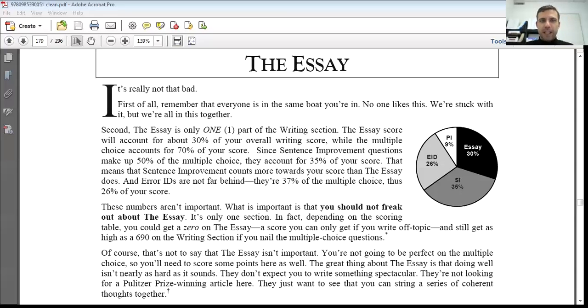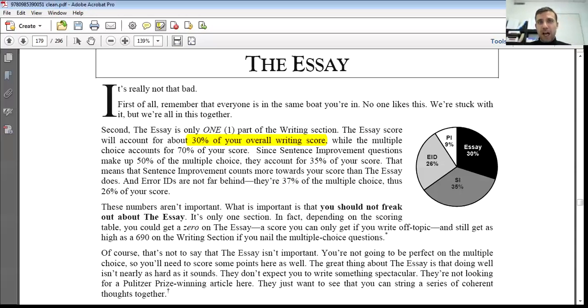The essay seems to include a large part of the score. When we take a look at 30% of your overall score, that seems like a lot. But the truth of the matter is that 30% here is a little misleading. Because our students are going to be writing in English to begin with, and because we expect them to write in full sentences, we don't expect students to get zeros on the essay.